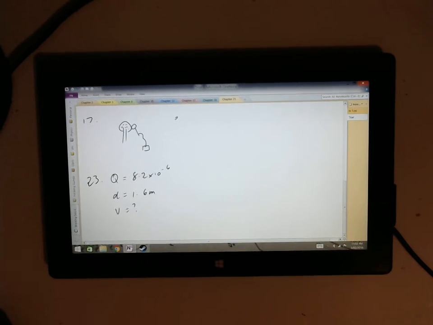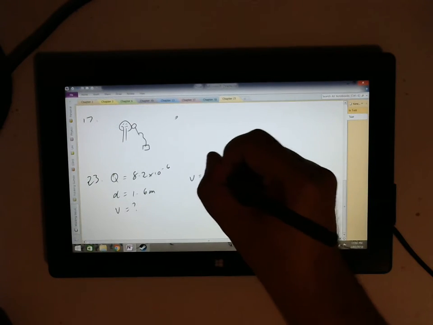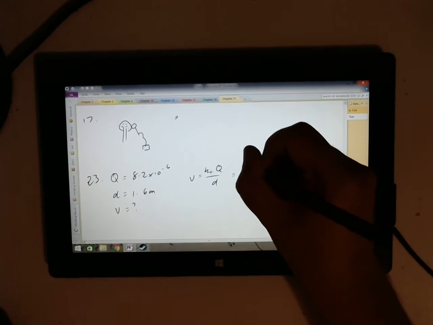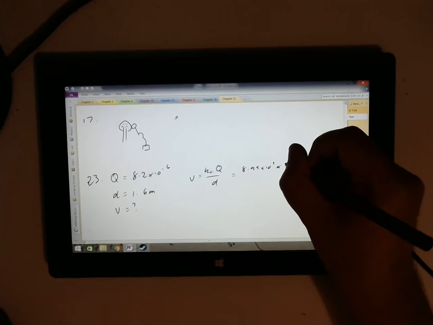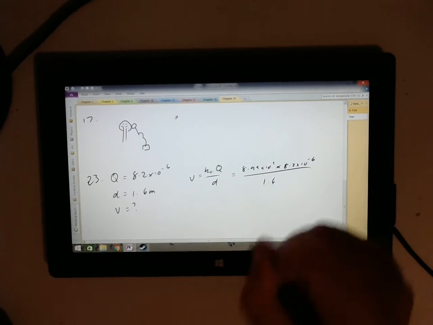Okay, so that's the formula for when we're bringing something in from very far away, but that's okay in this case, because that's all we care about. What is the potential difference a certain distance away from something? So voltage equals Kc Q over d equals 8.99 times 10 to the 9 times 8.2 times 10 to the negative 6 divided by 1.6.